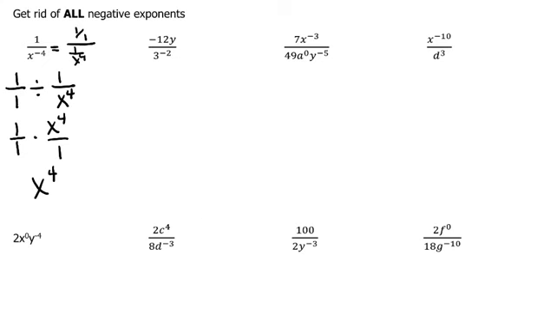Okay, and as far as this stuff goes, maybe wherever you went to school, they call it maybe keep, change, flip. I've heard a bunch of names or tricks for that. But really, it comes down to dividing is just multiplying by the reciprocal. So if we're dividing by 1 over x to the 4, we're really just multiplying by the reciprocal of 1 over x to the 4, which is x to the 4 over 1.